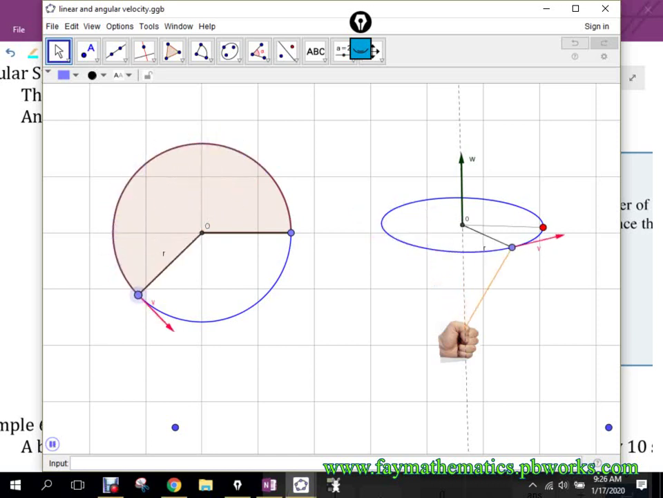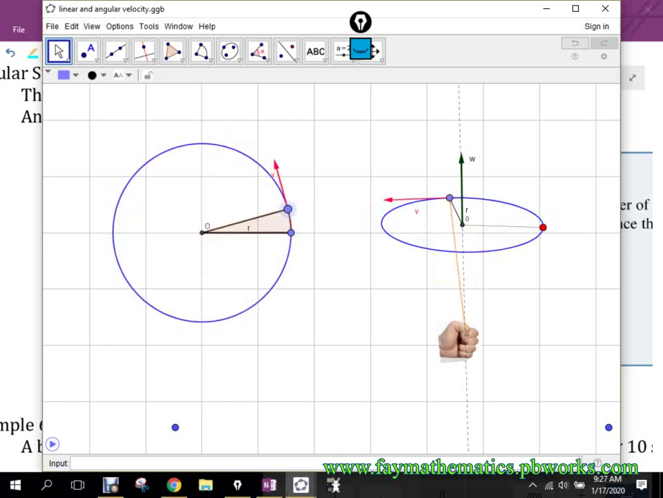1 Mississippi, 2 Mississippi, 3 Mississippi, and so on, counting up through 20 Mississippi.